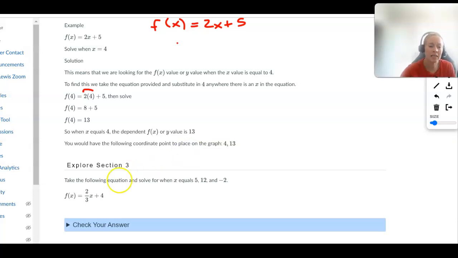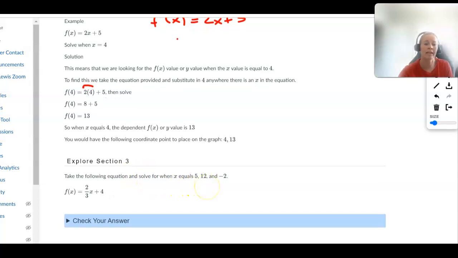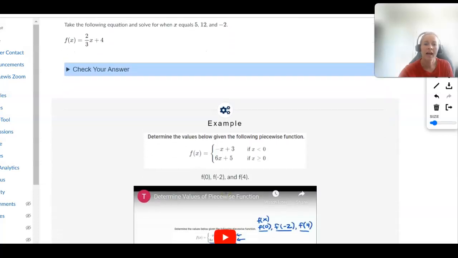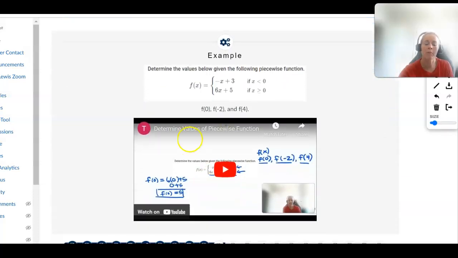I'm going to leave this last one for you to try. Take the following equation and solve for when x equals 5, 12, and negative 2. You can check your answer. And then make sure to look through this example problem below.